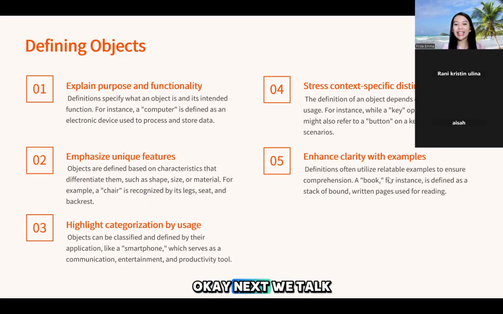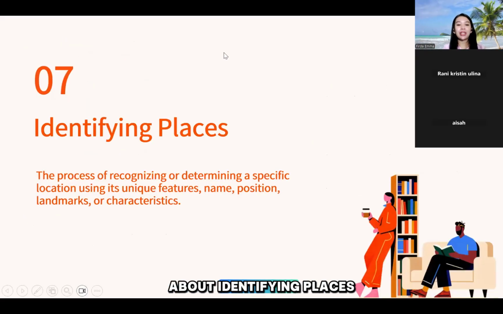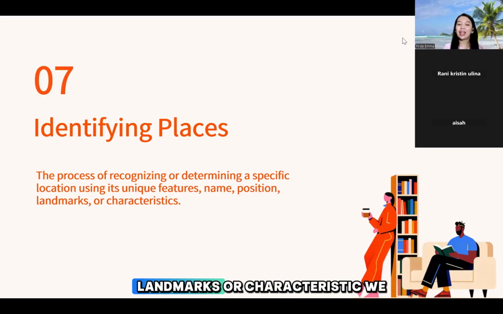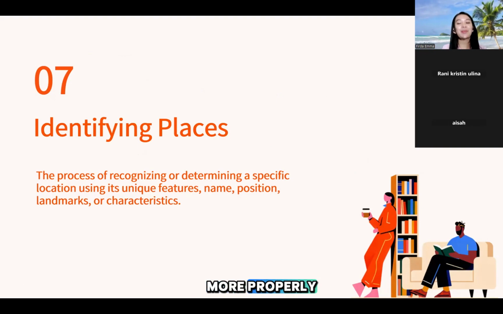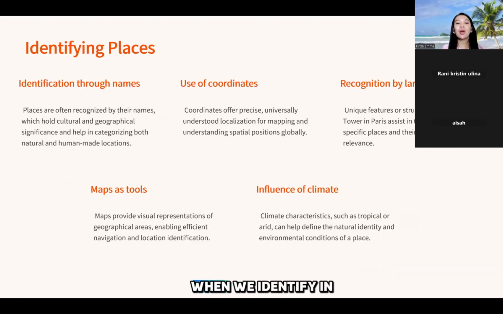Okay, next. We talk about identifying places, which is the process of recognizing or determining a specific location using its unique features, name, position, landmarks, or characteristics. We will talk about it more properly. When we identify places, we need identification through name first.